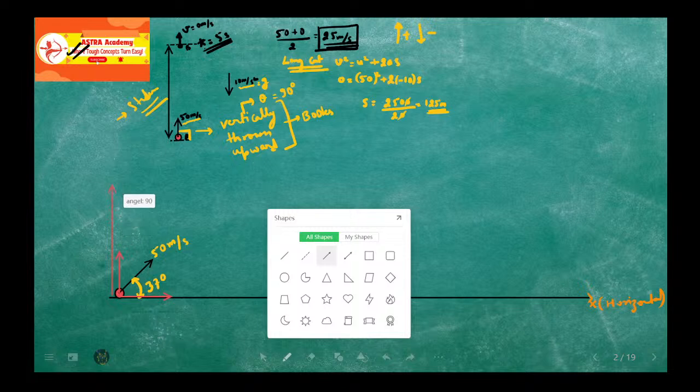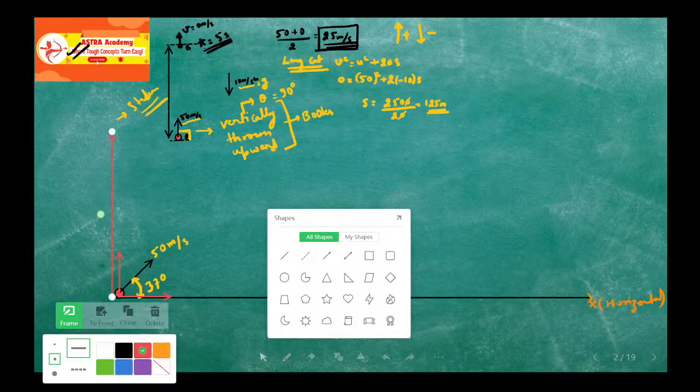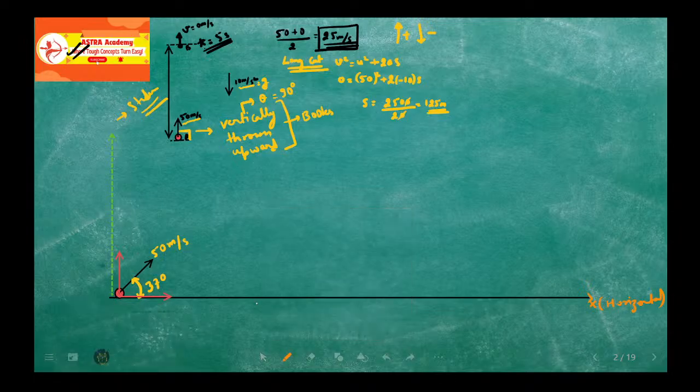Don't take it like it is something very necessary to assume, otherwise we won't be able to do the question. Don't think like that, right? It is just for my convenience I have assumed that. I hope you understand this point. Yes or no? This is x and this is y, and I'm breaking the velocity into two components, right?